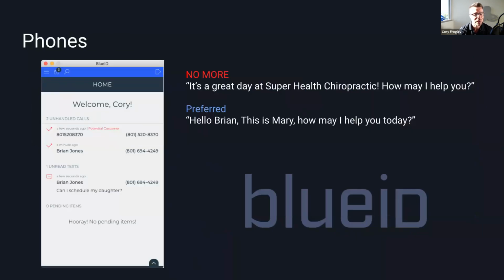Well, this is why we brought Blue ID to the table. So those of you who have an automated connection to your patient management system, as you know, Blue ID can connect to your phones. And now we get rid of this concept of every time the phone rings, it's "a great day at Super Health Chiropractic. How may I help you?" Or it's "a smiling day at Dental Sunshine. How may I help you?" We get rid of that, right?